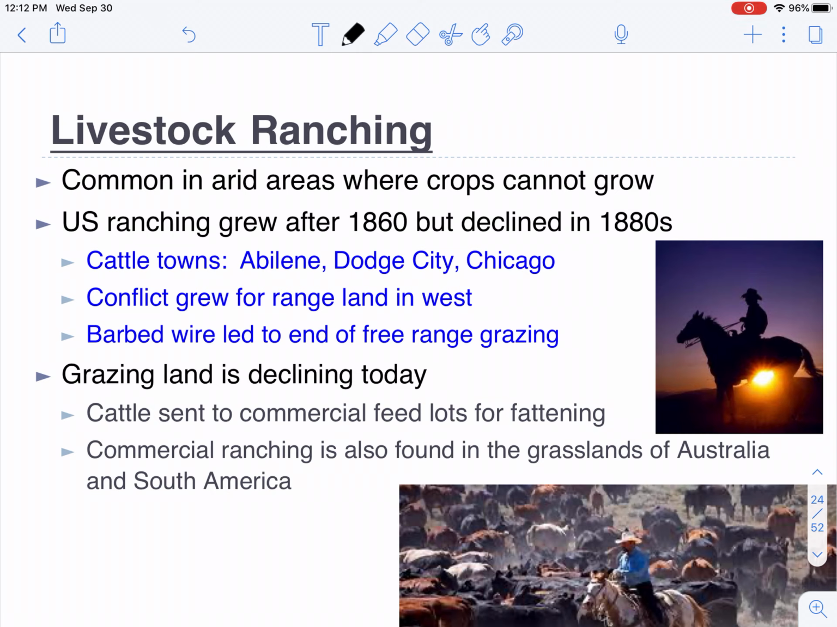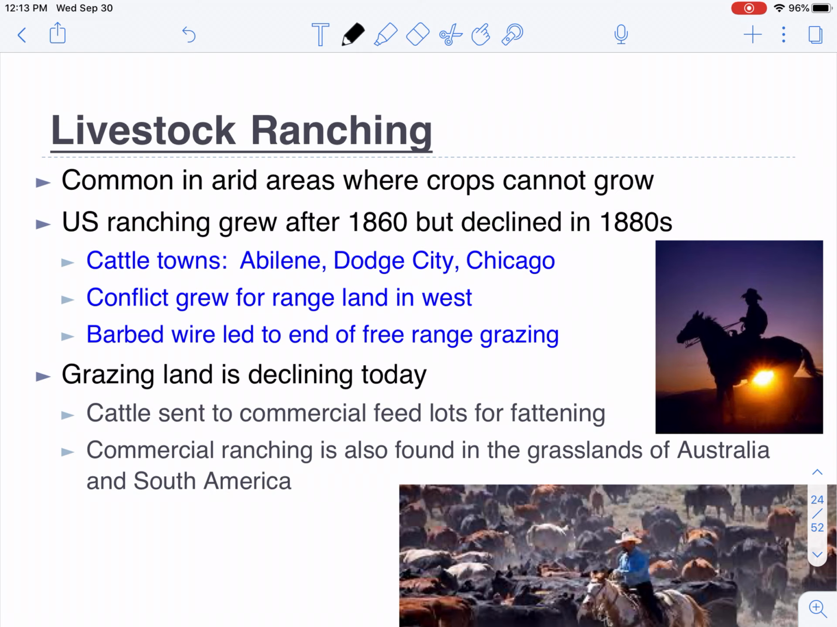Conflict grew over time as more and more people moved out west for land, and so the ranges in which cattle were able to roam freely became smaller and smaller, and there were disputes over property between different cattle owners, which led to barbed wire being used to end that free range grazing. That amount of grazing land continues to decline today, and now we see cattle being raised in commercial feedlots, or concentrated animal feeding operations, CAFOs as they're called.